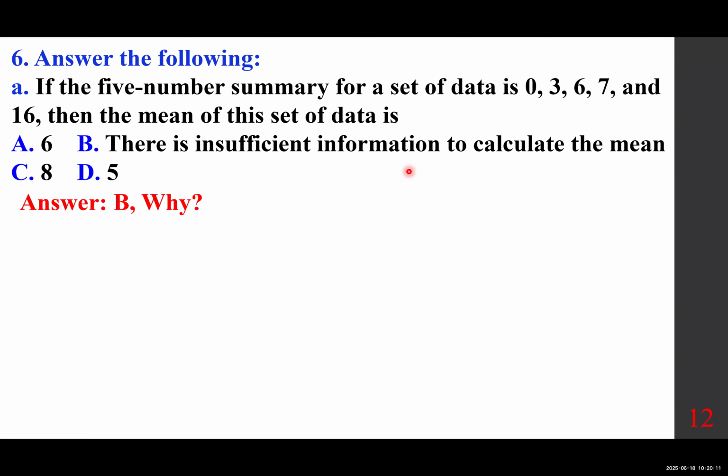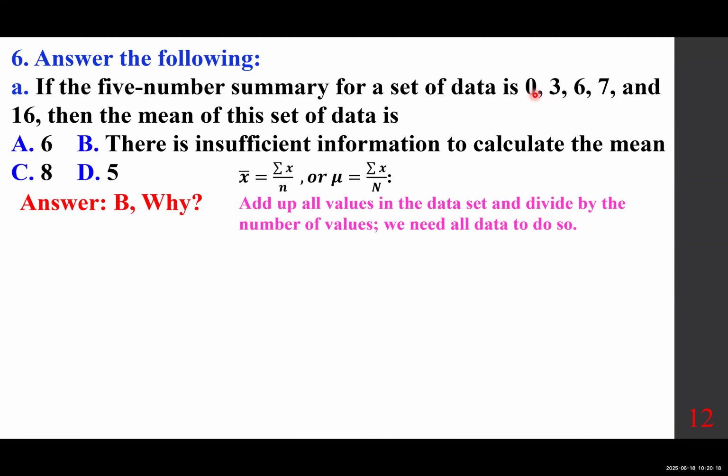You have only a few pieces, doesn't matter if it's five or how many. You need every piece according to the formula. X bar is summation of x over n for a sample, or mu equals summation of x over n. This is the formula. These are in essence the same, but this is representing a population. Add up all values in the data set and divide by the number of values. We need all data to do so. Anything missing, we can't do that.